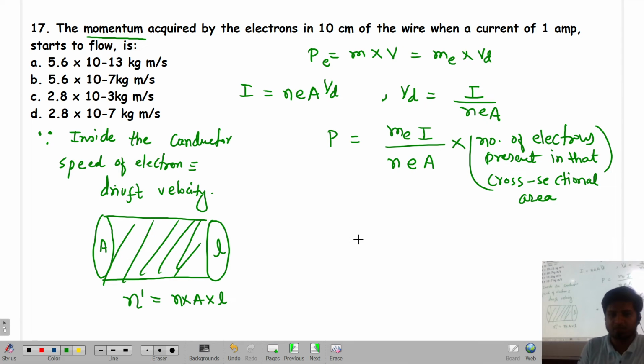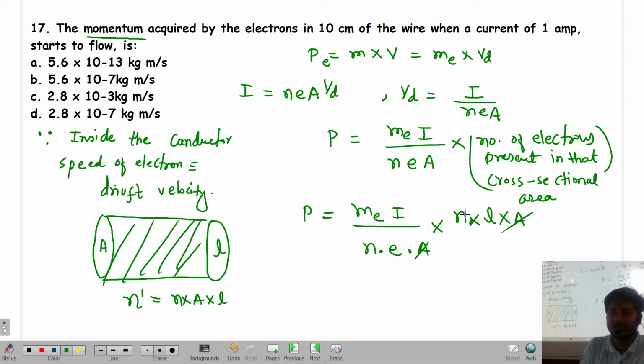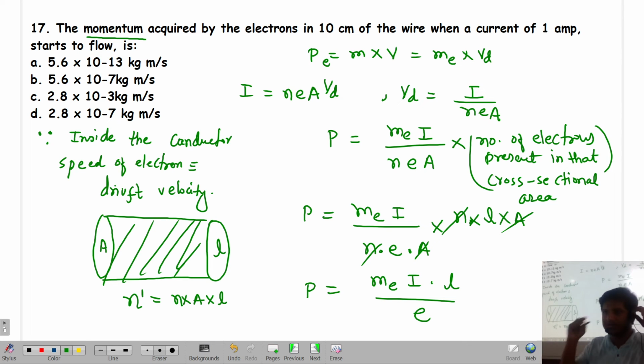For all of these electrons, I'll get a momentum. So the momentum will be mass of electron times current I divided by number of electrons times charge of one electron times area times number density times length. Area got cancelled, and then that got cancelled. So the momentum inside the wire is given as mass of electron times I times length L divided by charge of one electron. Got it or not? Yes or no? Okay, do it. Do it fast.